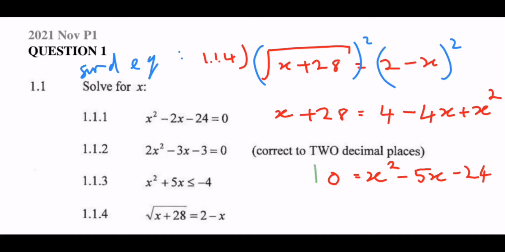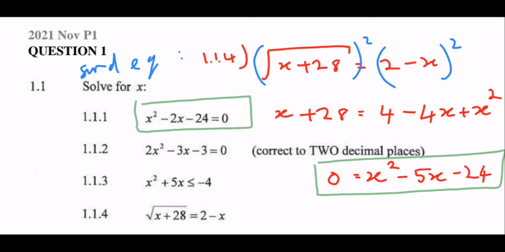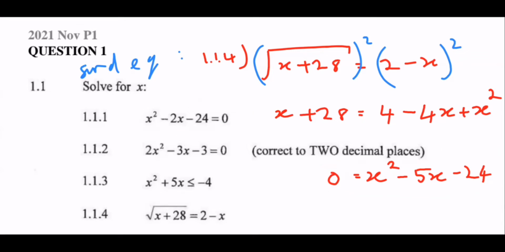If you have a look now, can you see that this equation is very similar to the one we had in the beginning? It's very similar to 1.1.1. The only difference is that there's a different middle term. So we're still going to find the factors for x squared and the factors for 24, but instead of looking for the 2, we're now going to look for the 5. We now need to find the factors that add to 5. Oh, sorry, subtract to 5. I made a mistake there. There's a minus, so it should subtract to 5.